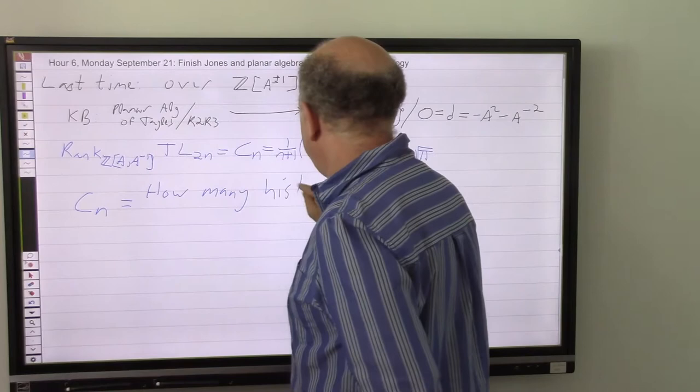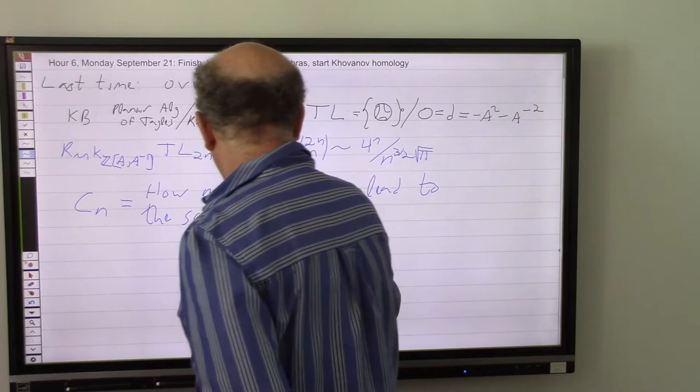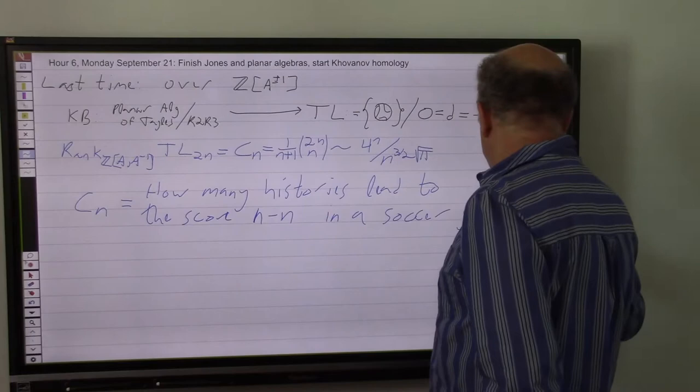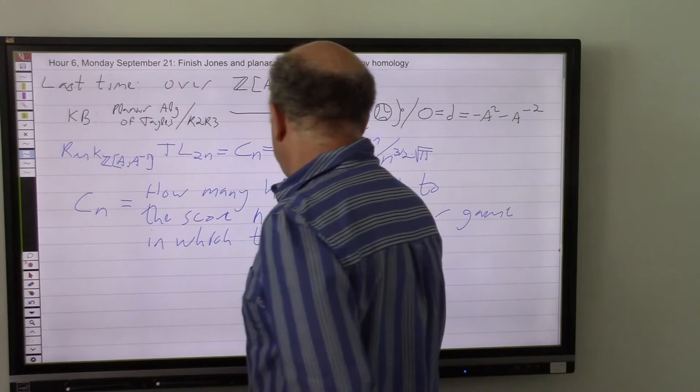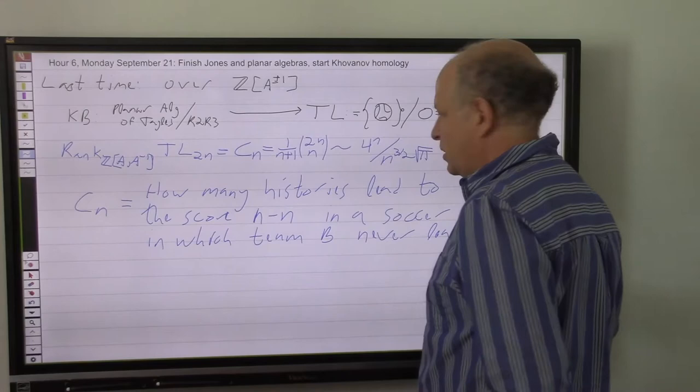how many histories lead to the score n, n in a soccer game in which team B is always at least weakly behind, so never leads. So, for example, let's do a few.